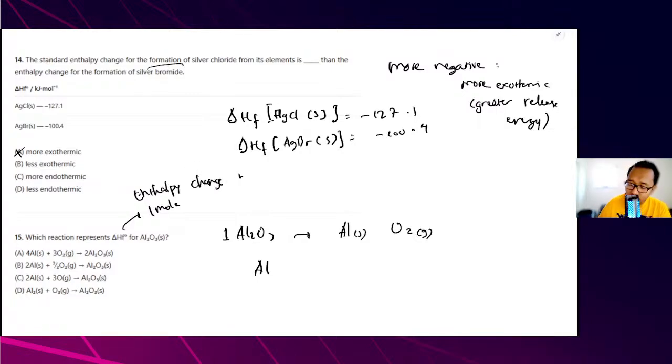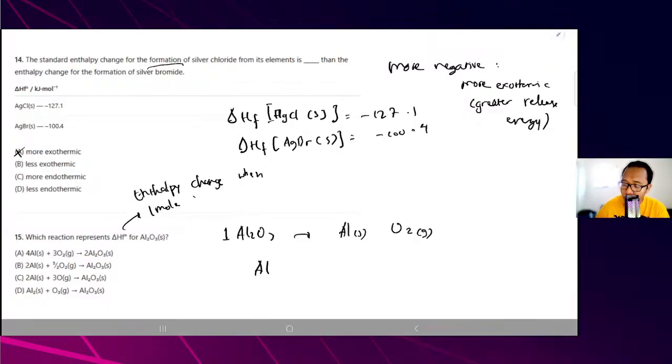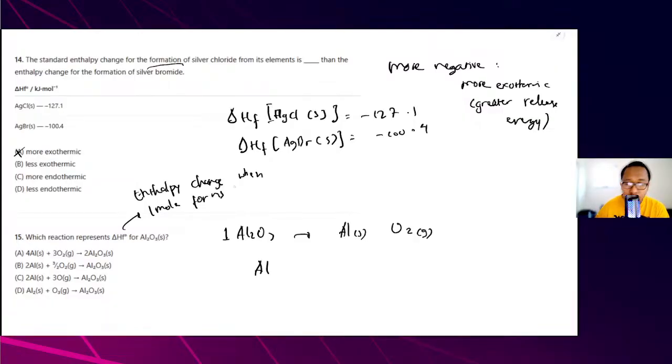Okay, when 1 mole forms from its elements in their standard state. Okay, standard state.